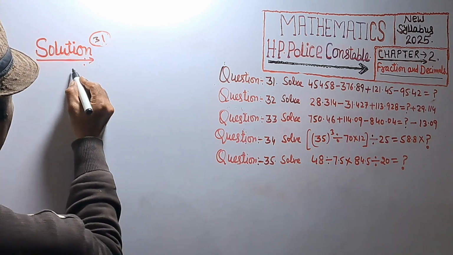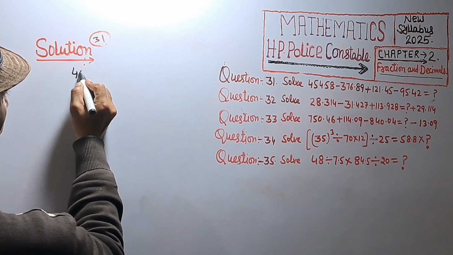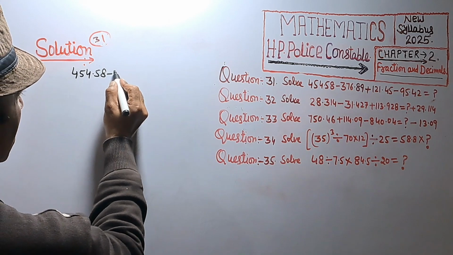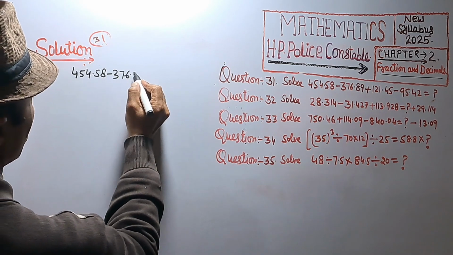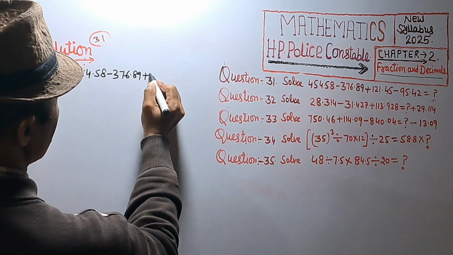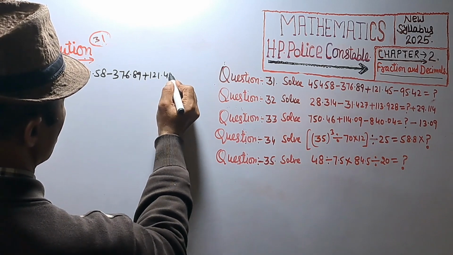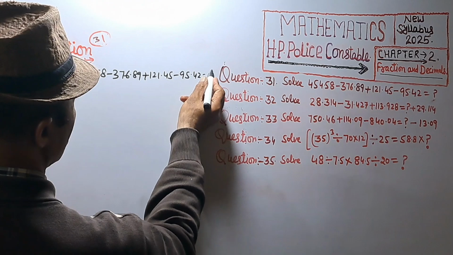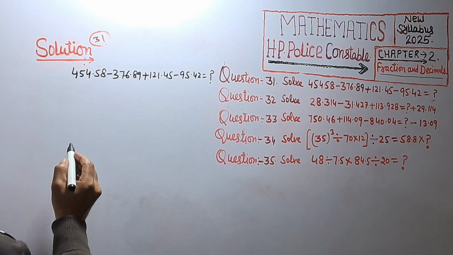Given question is 454.58 minus 376.89 plus 121.45 minus 95.42 equal to sign of interrogation.